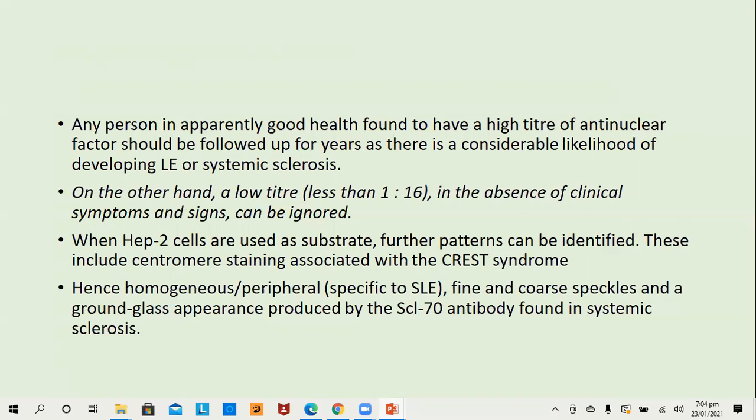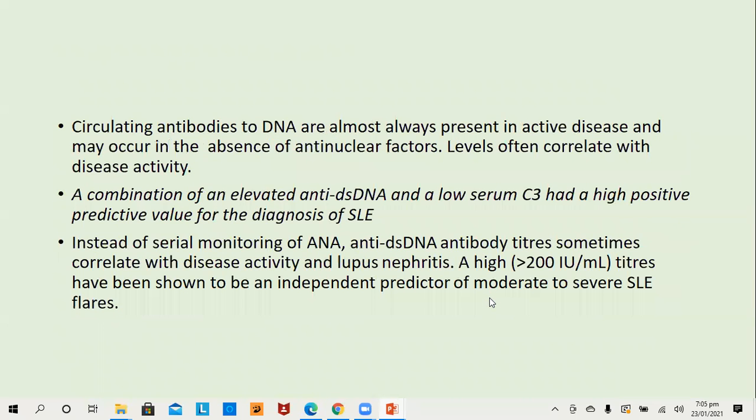These include anti-centromere staining associated with CREST syndrome. Hence, homogeneous and peripheral patterns are specific to SLE, while fine and coarse speckled and ground glass patterns are associated with Scl-70 antibodies found in systemic sclerosis. So the homogeneous and peripheral pattern is common in SLE, while the speckled or the ground glass pattern is more common, and the anti-centromere pattern is more common in systemic sclerosis.